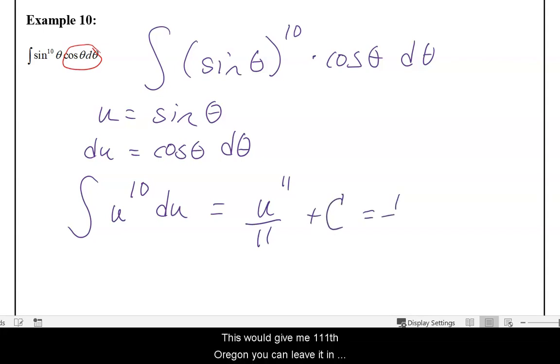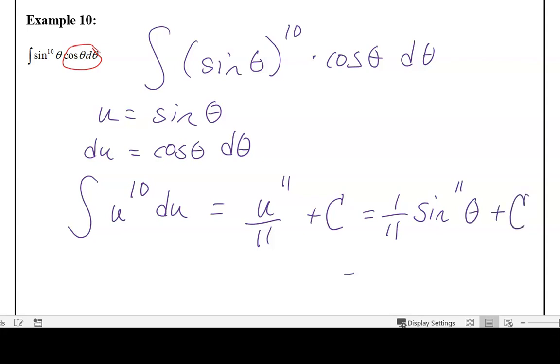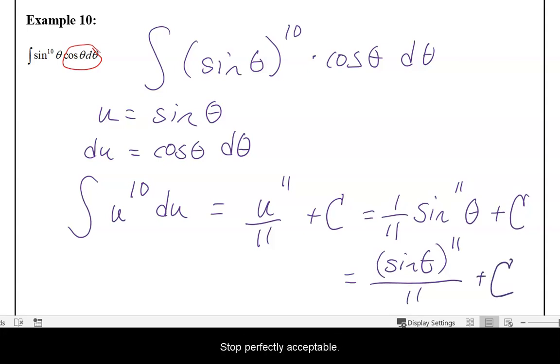This would give me 1/11th, or again you can leave it in the denominator, times, now we'll replace u with sine again, sine to the 11th power of theta plus a constant. You can also write this as sine theta in parentheses with the 11th power outside. That's perfectly acceptable. But I will say that most mathematicians will use the first notation instead because we're just too lazy to write those 2 parentheses symbols.